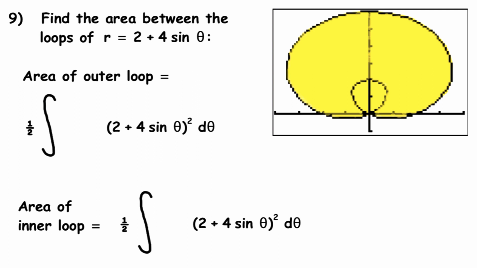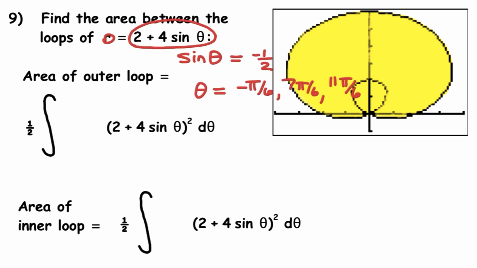Okay, number 9 wants the area between the loops. And so to do this, you're going to find the area of the outer loop and subtract the area of the inner loop. But when I say area of the outer loop, I'm talking about the area of the entire thing that's yellow right now.